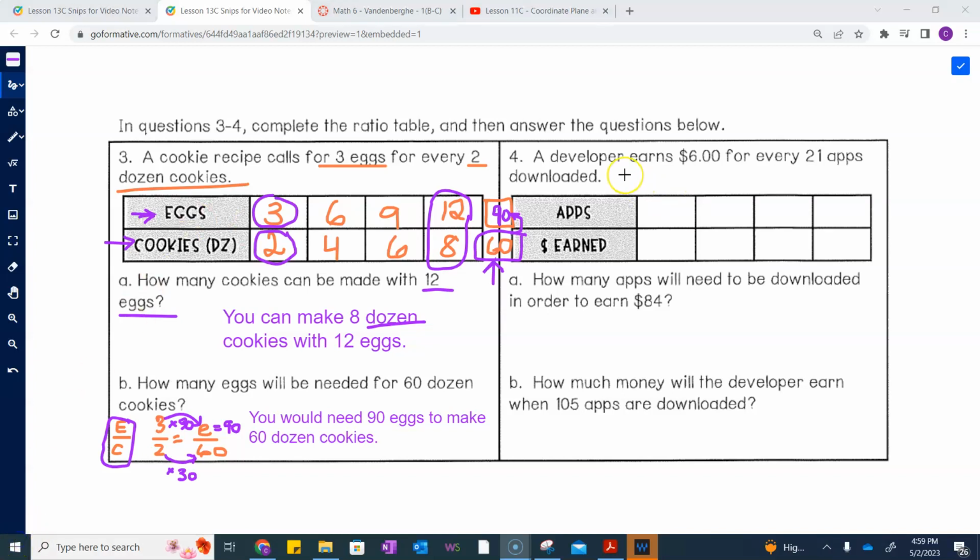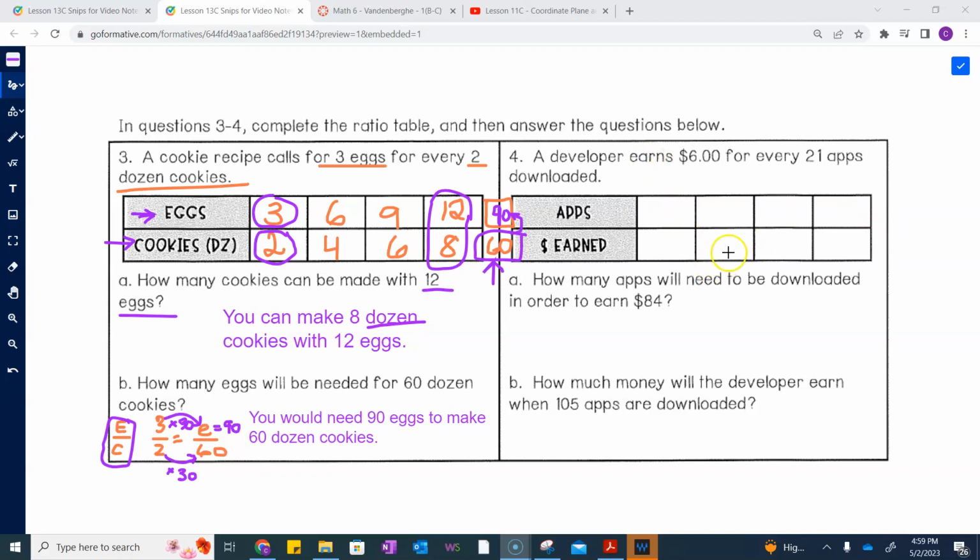Okay, this next problem you need to try. A developer earns $6 for every 21 apps downloaded. So you have a table that says apps to money earned. Question A, how many apps will need to be downloaded in order to earn $84? Question B, how much money will the developer earn when 105 apps are downloaded?